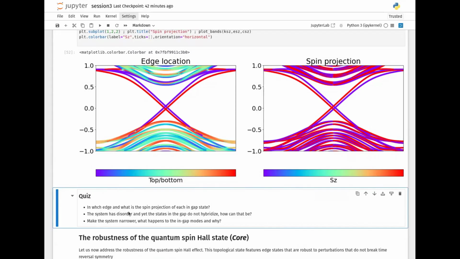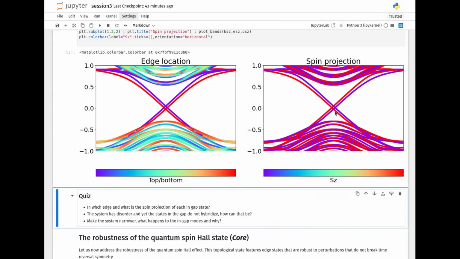So the system has disorder, and yet the states in the gap do not hybridize. So how can that be? The whole idea is that the quantum spin Hall state is protected by time reversal symmetry. What this actually means in practice is that the crossing of these two bands, the spin up and spin down, is protected by time reversal. And as long as you add a perturbation that does not break time reversal symmetry, then this crossing is going to be robust. It is not going to change.